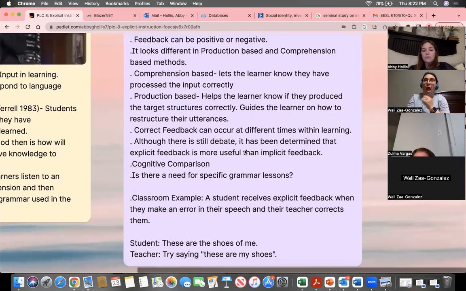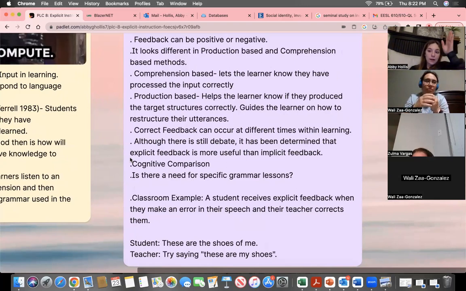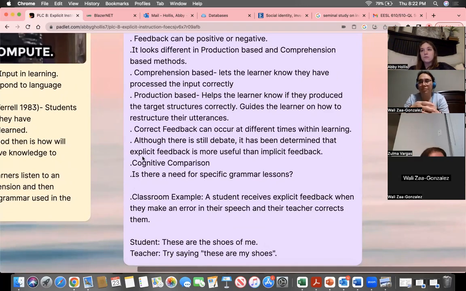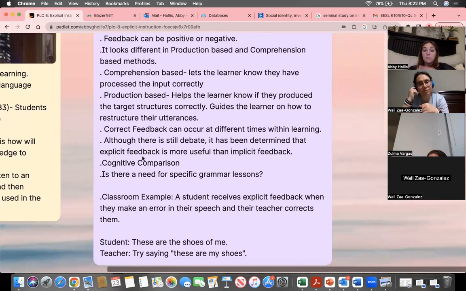And so the question is, throughout cognitive comparison, is there a need for specific grammar lessons? In my personal opinion, I do think yes, there's a need for specific grammar lessons, just because I don't want learners to walk around not knowing why they're saying what they're saying and how to say it. Or if you need to write a paper or fill out a job application and you want to have correct grammar and you want to know why an adjective comes before a noun and what's an adjective and what's a noun, I do think that it's specific. Do I think it's essential to language learning? No, I think you can do without it, but I think that it's pretty essential in my world to have grammar lessons.